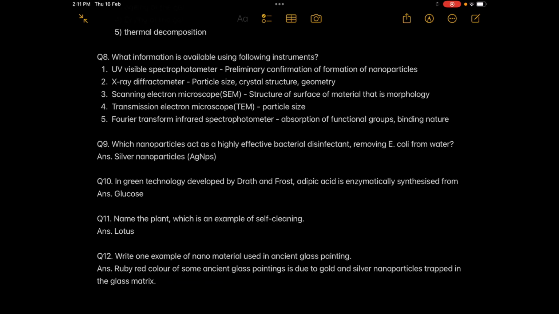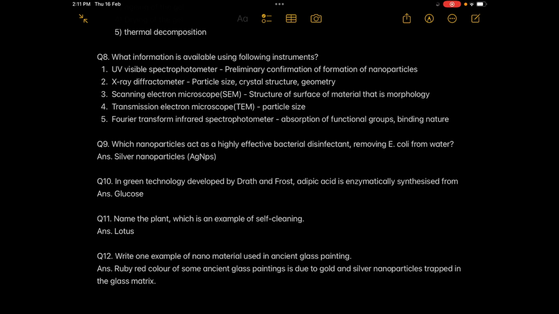Next question. What information is available using the following instruments? So we do have the process also, and the instruments I have placed over there. The process, I would say the instruments are actually named based on the processes. So we have ultraviolet visible spectrophotometer. From this we can get the information like the preliminary confirmation of formation of nanoparticles. The next is X-ray diffractometer. We get the information of the particle size, the crystal structure, the geometry of a particular molecule from this.